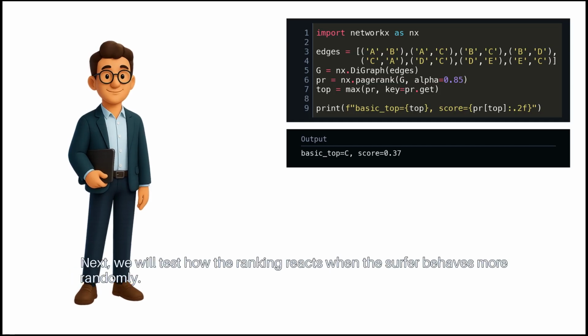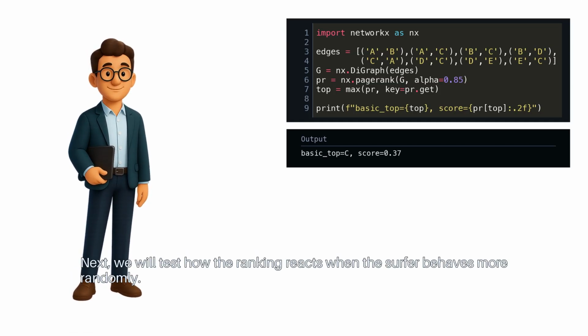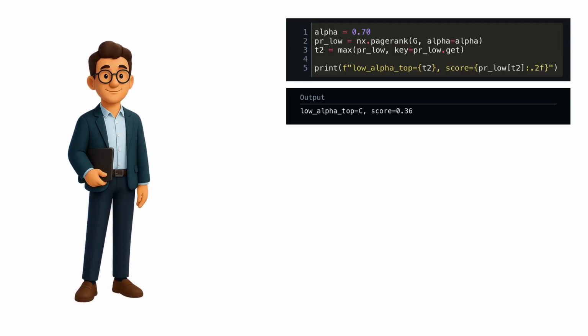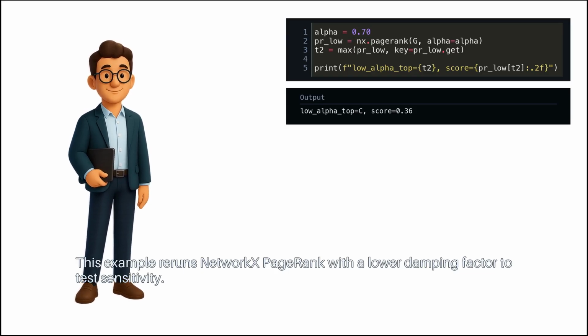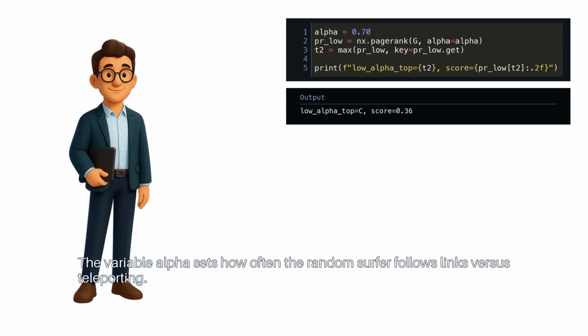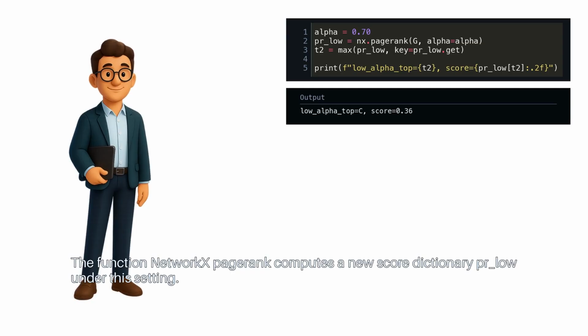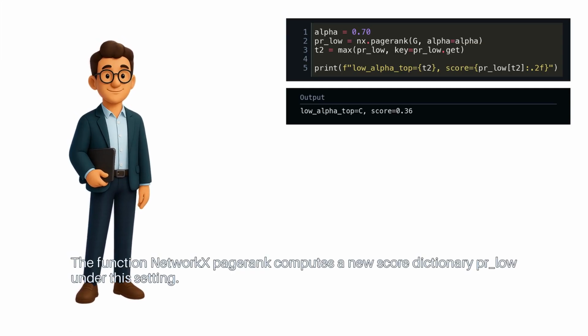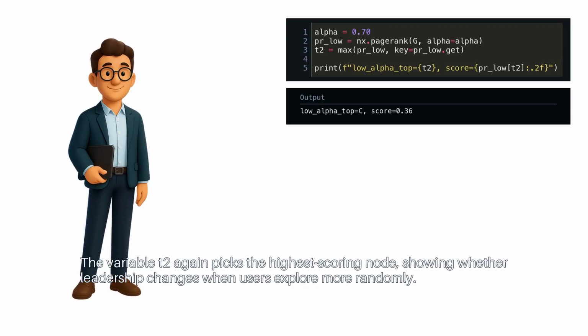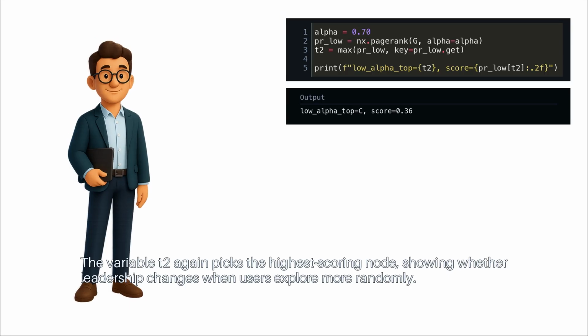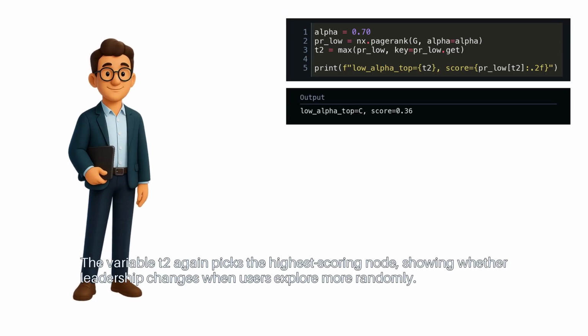Next, we will test how the ranking reacts when the surfer behaves more randomly. This example reruns NetworkX PageRank with a lower damping factor to test sensitivity. The variable alpha sets how often the random surfer follows links versus teleporting. The function networkx.pagerank computes a new score dictionary, pr_low, under this setting. The variable t2 again picks the highest scoring node, showing whether leadership changes when users explore more randomly.